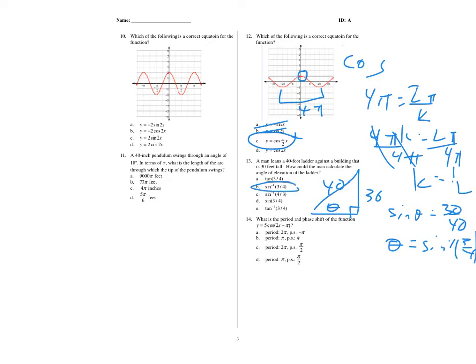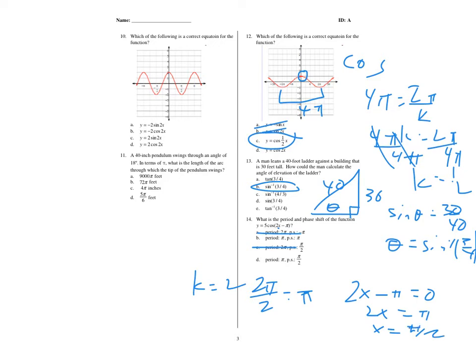All right, next up we got period and phase shift here of a cosine graph. So period we know is 2 pi over k, and we do have a k value here of 2. It's multiplying by the x, so that's pi. And so I can cross off those. And then for the phase shift, in this case, I have to set the inside equal to 0 and solve that. So 2x equals pi, and x equals pi over 2. And so it's got to be D.